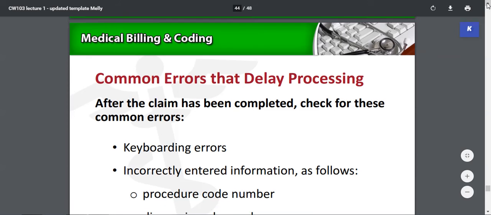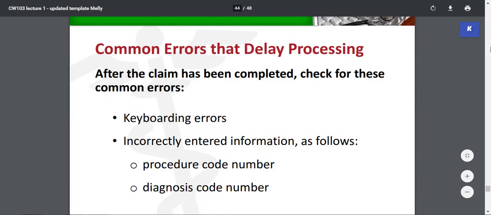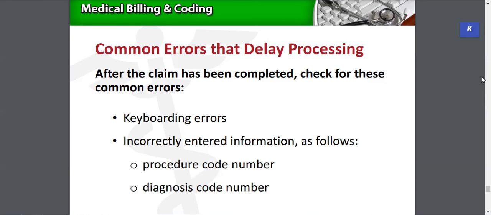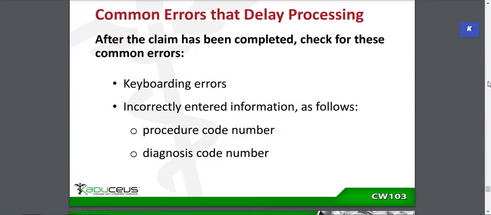Okay, so common errors that delay processing. After the claim has been completed, check for the following errors. Keyboarding errors, because you're typing fast or not paying attention and you've spelled someone's name incorrectly. Incorrectly entered information such as the procedure code number and the diagnosis code number. You need to make sure that you have the correct numbers and the amount of numbers and characters required.